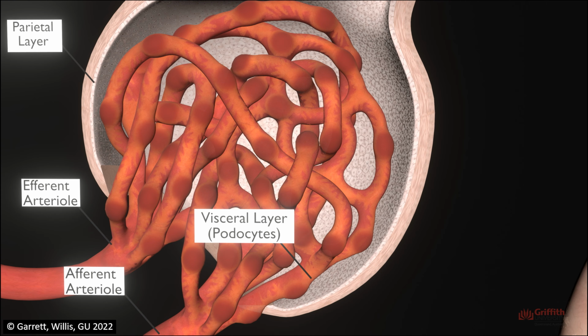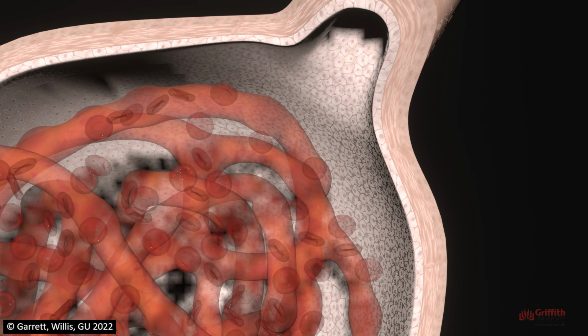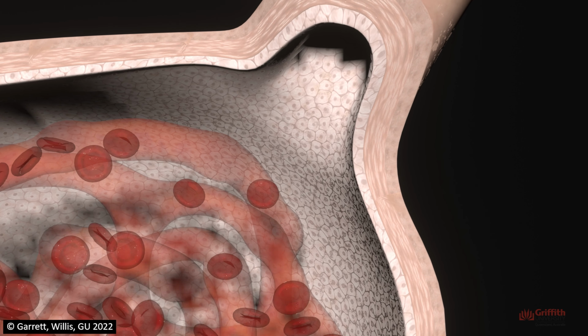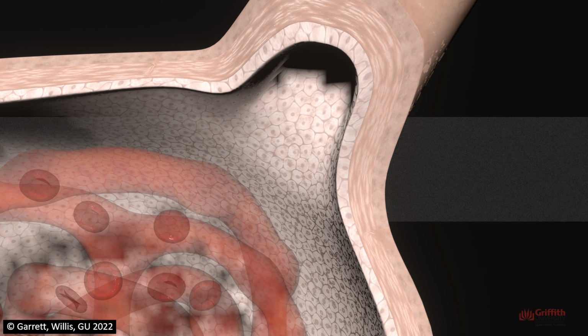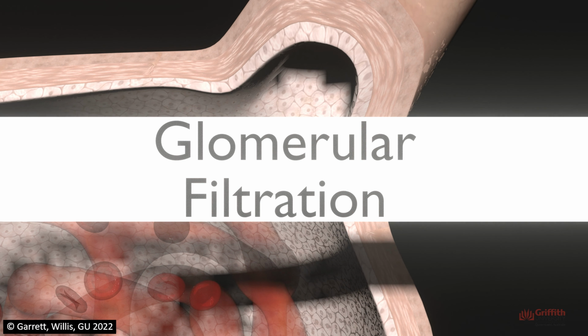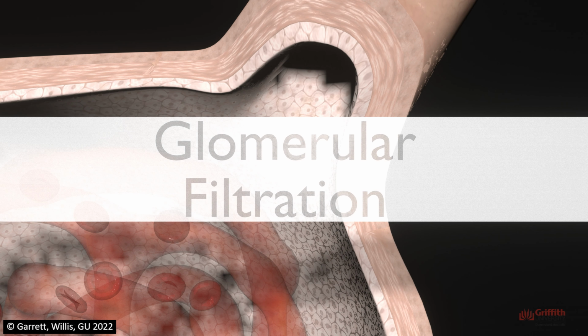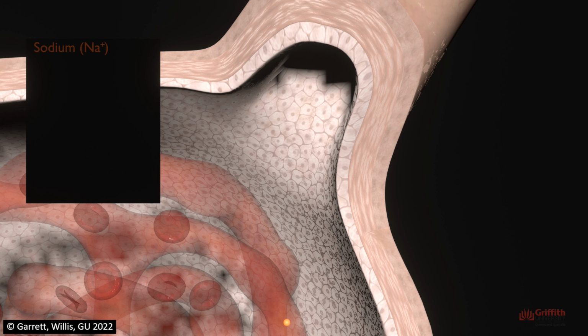The hydrostatic pressure inside the glomerulus forces fluids and solutes through the fenestrations of the capillaries, through a basement membrane and the filtration slits of the podocytes into the capsular space. This process is called glomerular filtration. About 1/5 of the plasma that moves through the glomeruli each minute is forced into the glomerular capsule as filtrate.